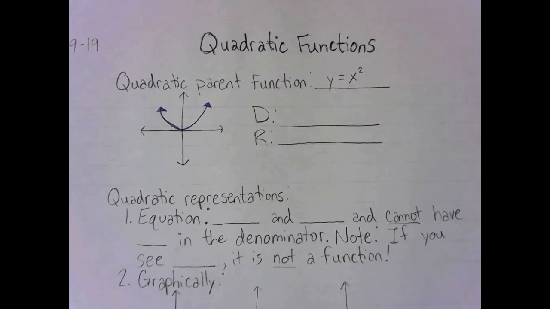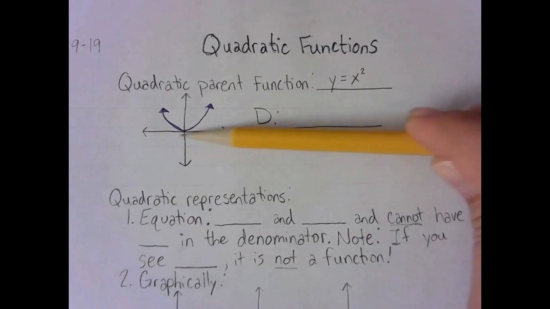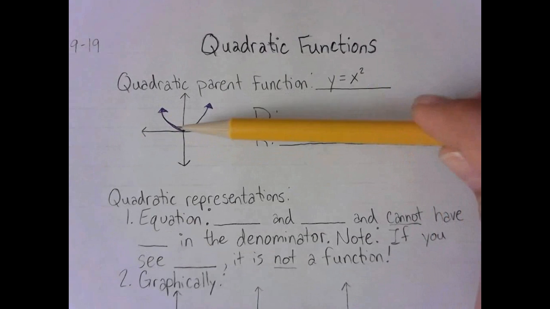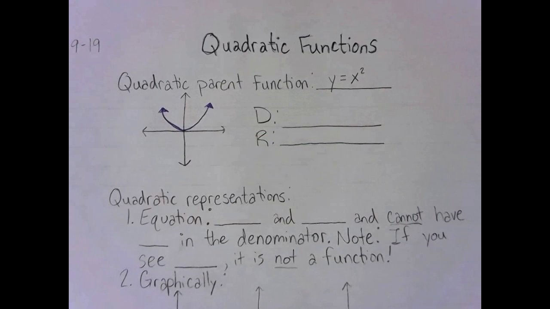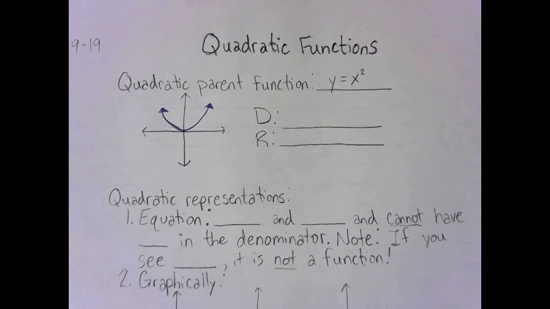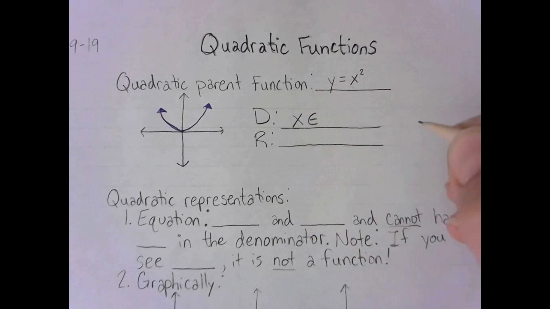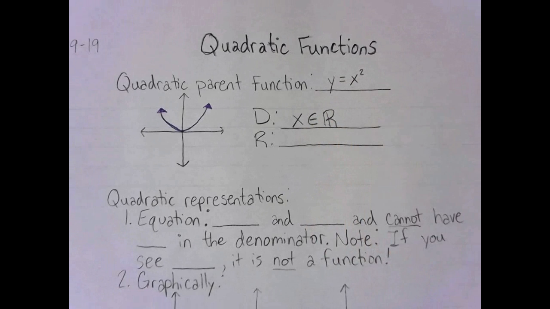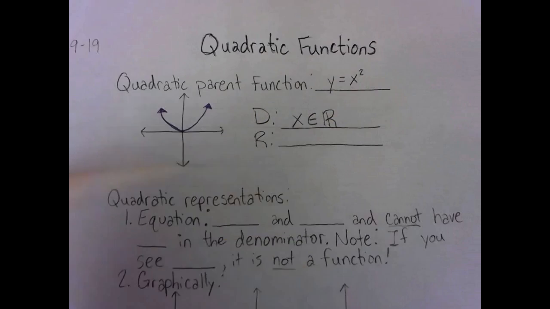Well, let's think about domain and range. Remember Dixie-Royd, so domain is the x values. Well, we see that going to the left, this is going to go on forever and ever. It looks like it might stop here, but really it goes on forever and ever. And going to the right, same thing. It's going to go on forever and ever. So that means our domain is x is in the set of all real numbers, because it goes forever and ever, both left and right.